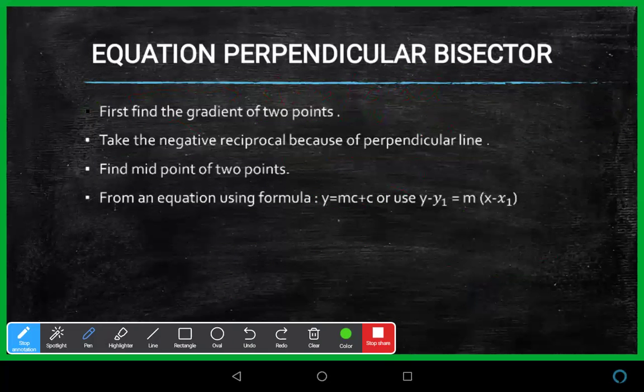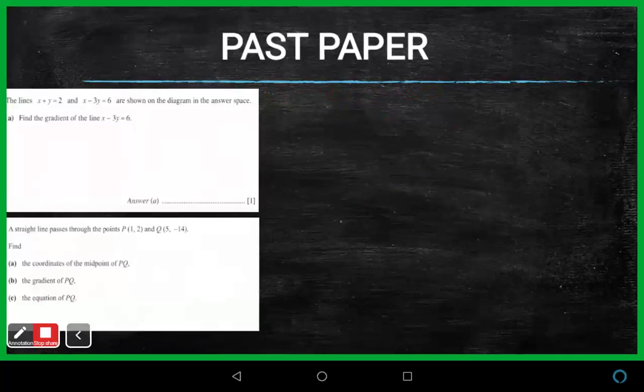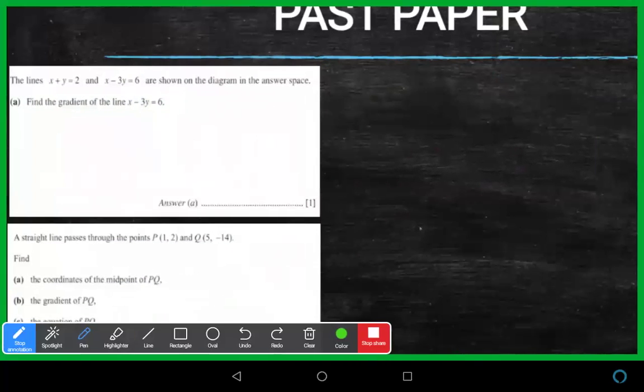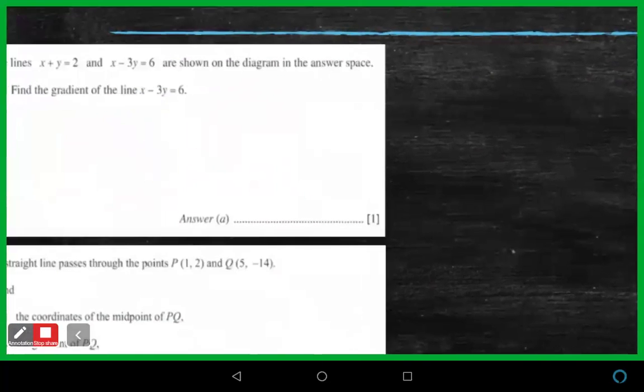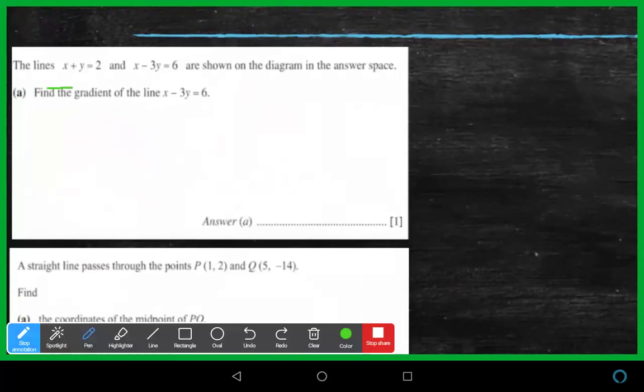I hope everything is clear till now. Now we are moving towards the past paper questions. Everything has been done as a base of concept. Now, question number 1. The line x plus y is equal to 2, and the second equation x minus 3y is equal to 6, are shown on the diagram in the answer sheet. Find the gradient of the line x minus 3y is equal to 6. So we need to find the slope, or we can say gradient.